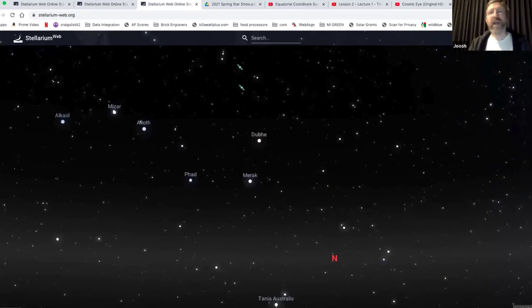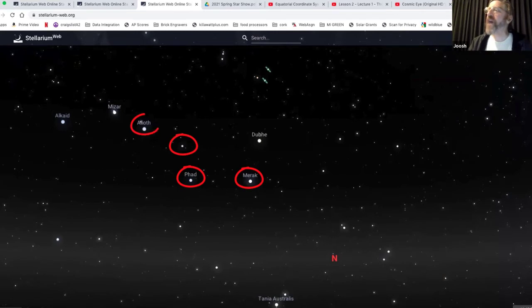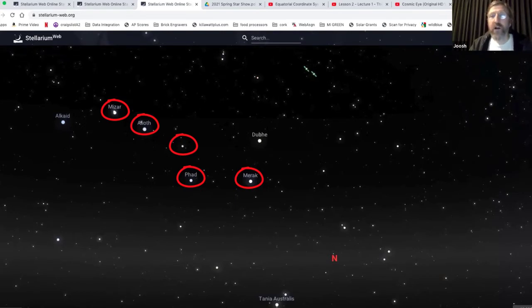Okay, so we've got to be careful. We might be fooled by seeing stars close together. They might not be close together. But here's something very cool. Merak, Phecda, which is also called Thuban, Megrez, Alioth, and Mizar. These five stars, Merak, Phecda, Megrez, Alioth, and Mizar, actually are close together in the sky.